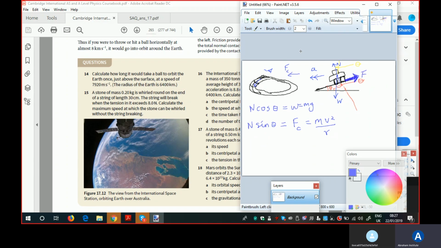Okay, so let's assume there is no friction. Okay, so assuming there is no friction, because if there is friction, then this force also comes into this equation. All right, so to make things easier, we'll assume there is no friction, then you get these two equations.